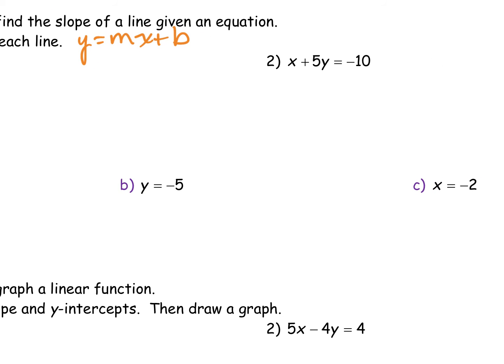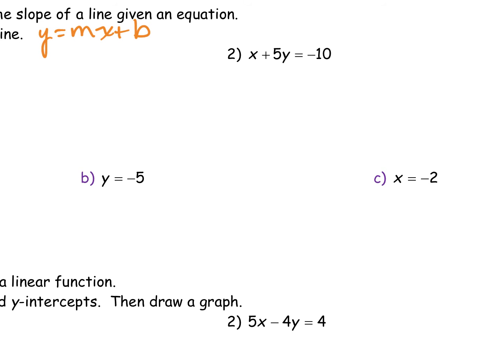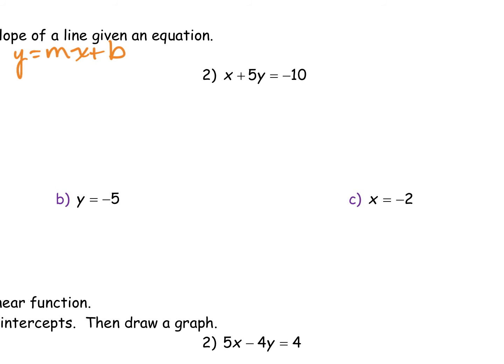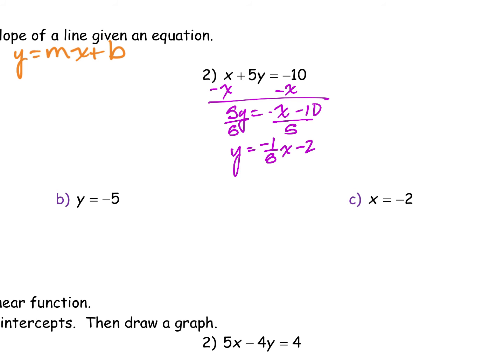Okay, what about number 2? Sorry, I can't see, so when it's too high, you need to let me know. What am I going to do first? Subtract x from both sides. Beautiful. And I get 5y equals negative x minus 10. And then divide by 5, and I get y equals negative 1/5 x minus 2. So my slope is negative 1/5.